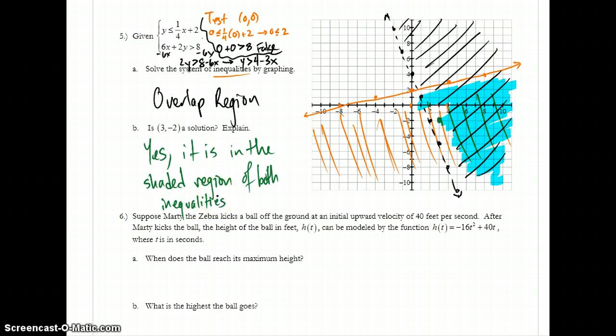And that's our question here. Graph a line, test a point, shade it in. Graph a line, test the point, shade it in. If it works, shade with the point. If it doesn't work, shade opposite the point.